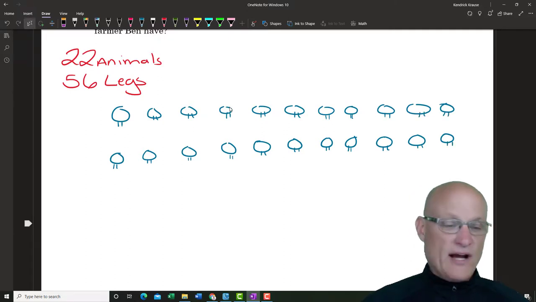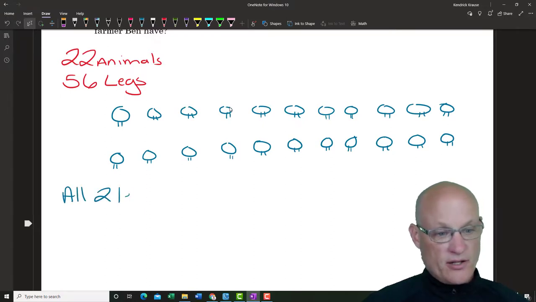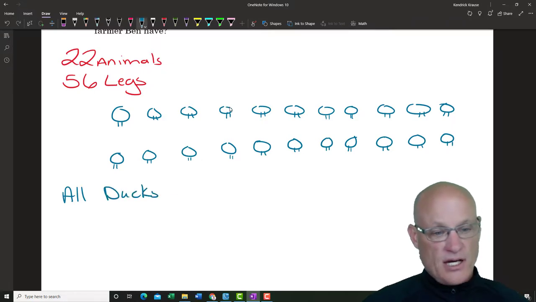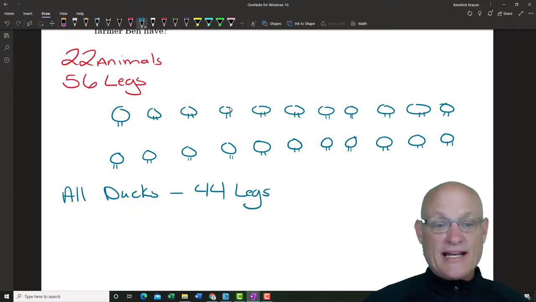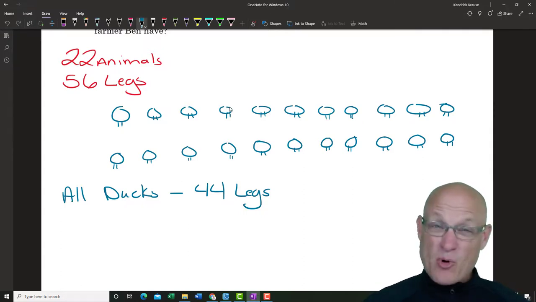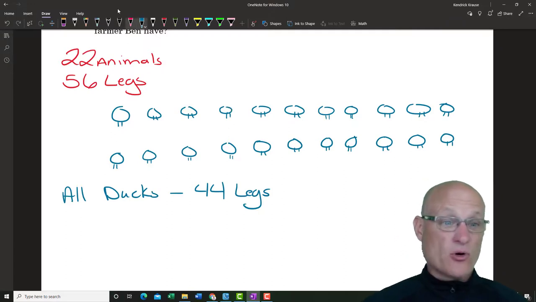If I make them all 2 legs, in other words, all ducks, I would have 44 legs. 22 times 2 is 44 legs. Okay, I need 56 legs. So in order to get more legs, some of them have to be cows, because cows have four legs. So I'm going to add some legs to these.